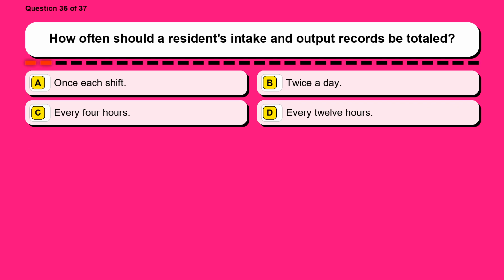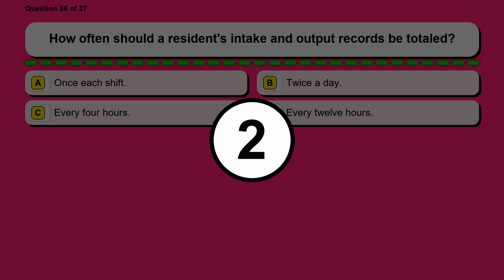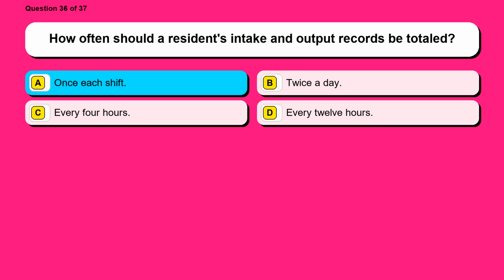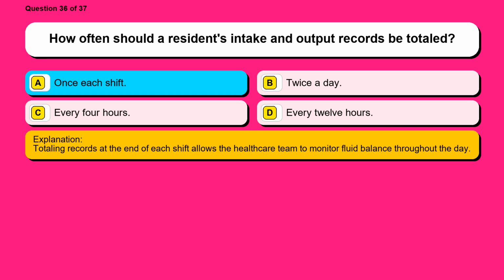Question 36. How often should a resident's intake and output records be totaled? Option A, once each shift. Option B, twice a day. Option C, every 4 hours. Option D, every 12 hours. The correct answer is option A, once each shift. Totaling records at the end of each shift allows the healthcare team to monitor fluid balance throughout the day.